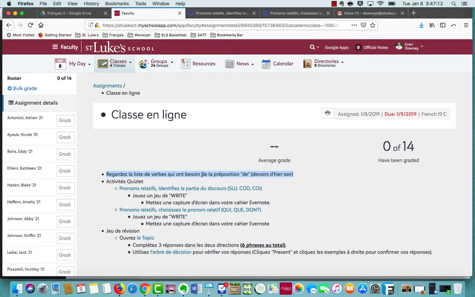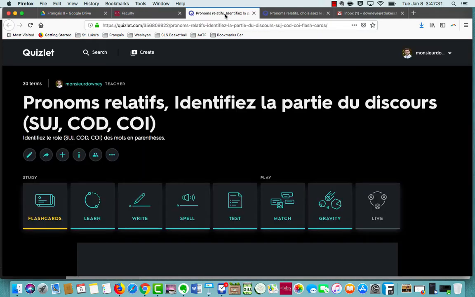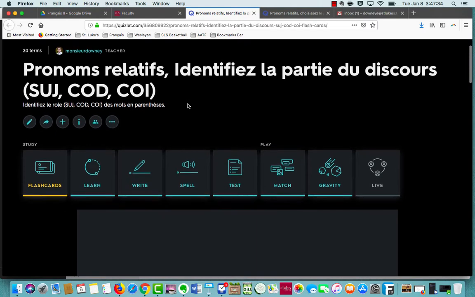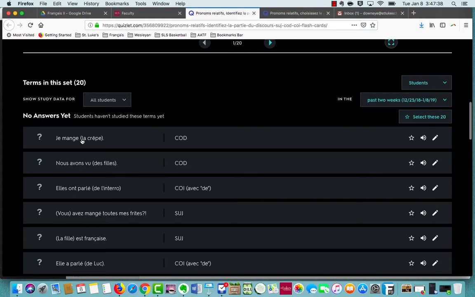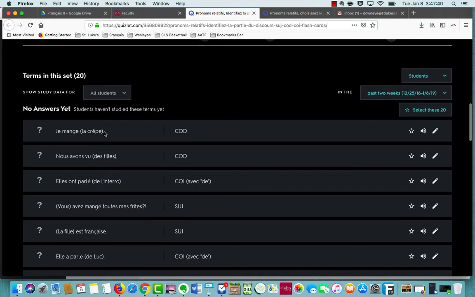Okay, so recognizing which verbs take de is really important, because it will allow you to tell the difference between when you have to use que and when you have to use dont on the fill in the blank ones, because they will look the same as you saw in your Quizlet list. In order to do this activity, I want you guys to pay attention to the things in parentheses, right? So here you're going to be replacing this. You just are identifying what part of speech it is.